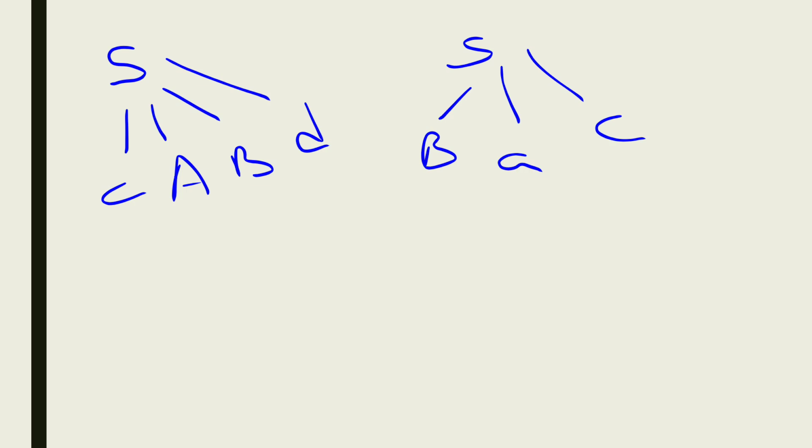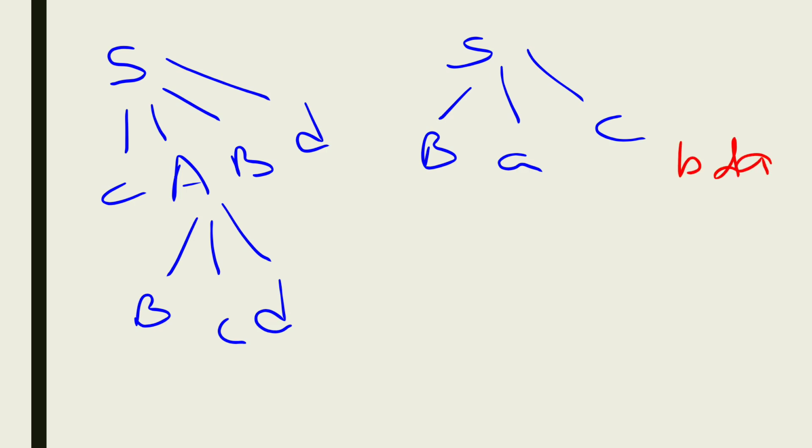Now we have to replace this A. We have the A productions, right? So we can use C, D. Our expected output is BDAC. Here we are not getting C, A, B, D, A, C. So now we will check out the second one.